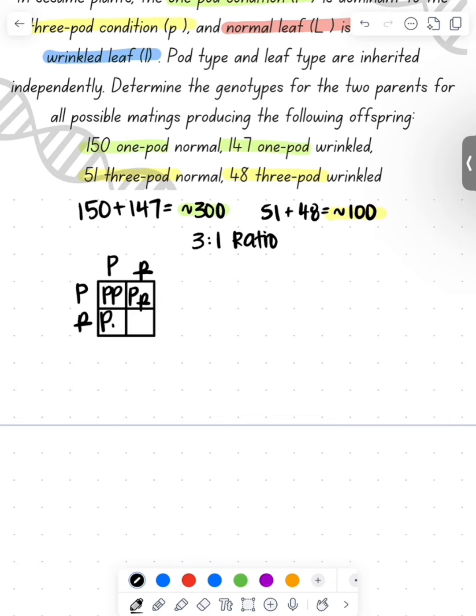So if we do this cross, we need to see that 3 of them are going to be one-pod and that 1 of them is going to be three-pod. And as you see from our Punnett square, we do have that. So our parents are going to be both heterozygous for the pod condition.